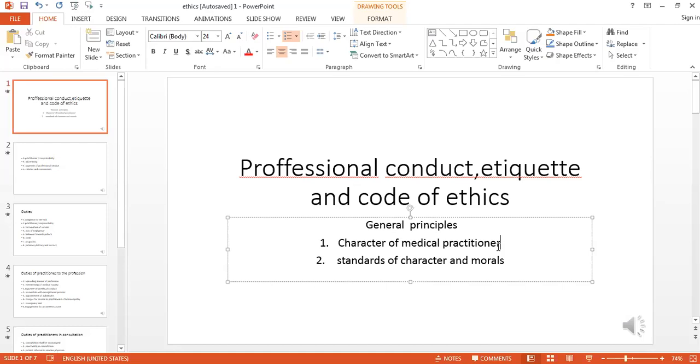But at the same time, the practitioner has to give prompt treatment to the patient. His profession and all his actions should be for the betterment of the patient. In this way, your character should be a pure one when you are treating the patient.